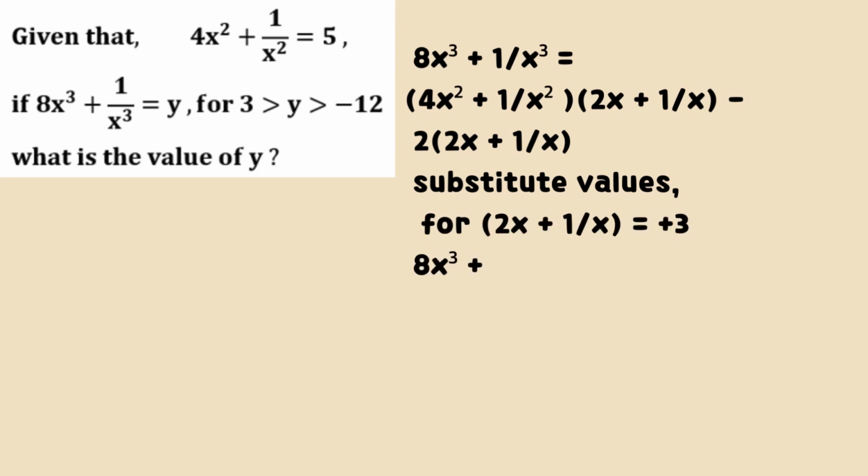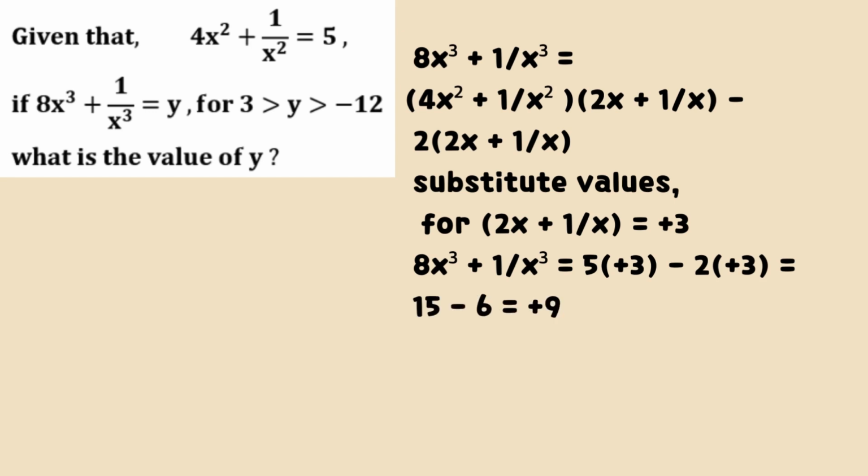Substitute values. For the sum of 2x and 1/x equals plus 3 in the equation above, for x equals 3, and we have plus 9. After simplification, for the sum of 2x and 1/x equals -3.